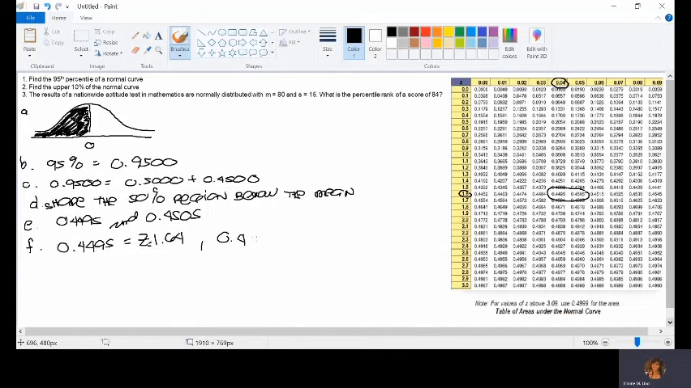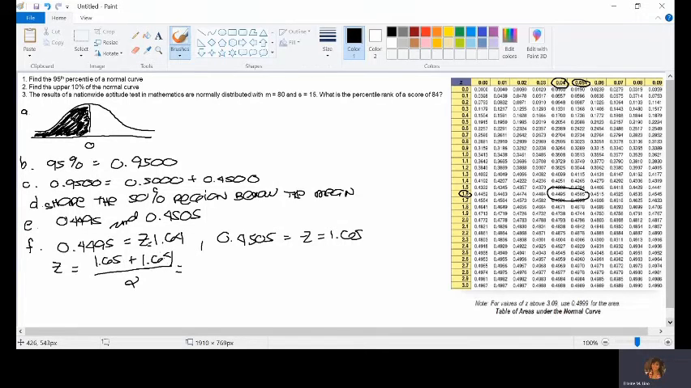And the value of 0.4505 is equal to, say, 1.65. So 1.6 and then 0.05. So let's find the average of your two z values. This will be your next step: 1.65 plus 1.64 divided by 2.